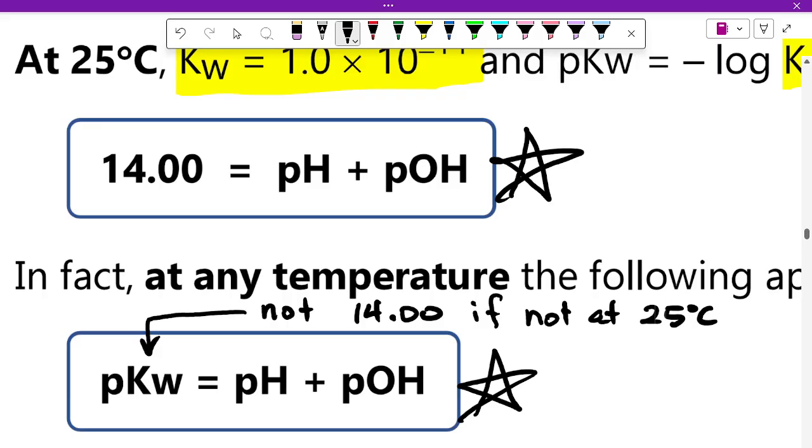Which has some weird little things like, if your temperature is high enough, pH 6 is neutral. And that's fun. We'll learn about that after the break.